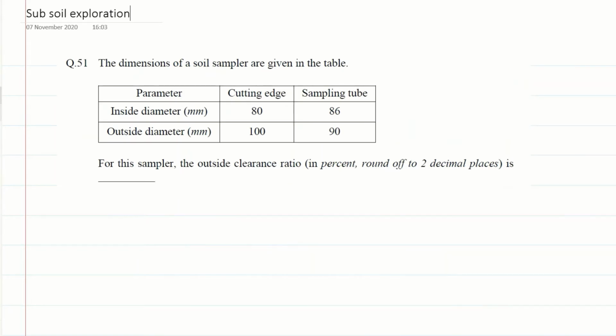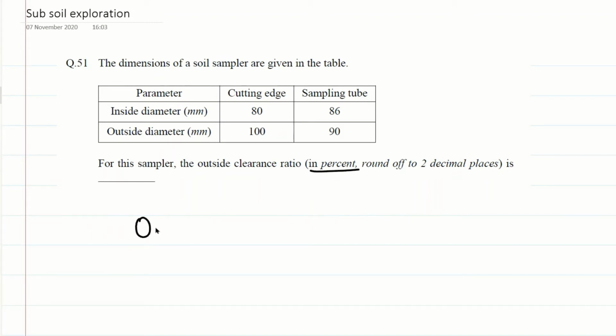Next question is from subsoil exploration. The dimensions of a soil sampler are given in the table. So they have mentioned the inside diameter and the outside diameter at the cutting edge and at the sampling tube. For this sampler, they are asking how much is the outside clearance ratio. It's just a direct question. But you have to be careful here. They are asking you to report the value in terms of percentage.